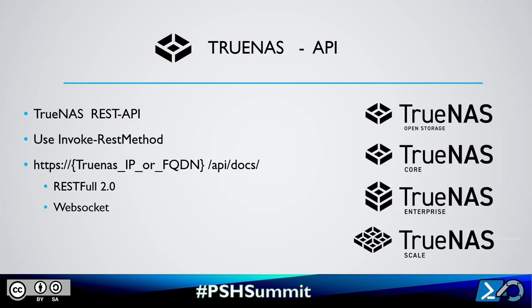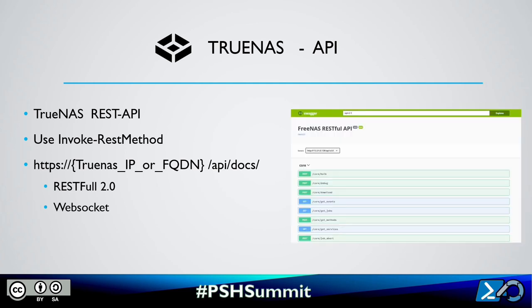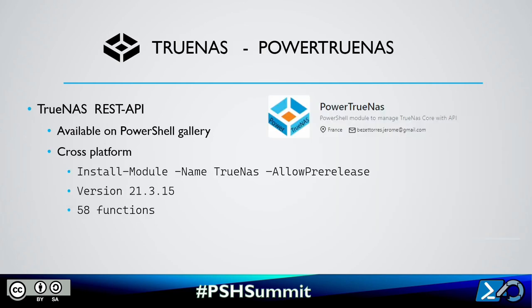TrueNAS and its API. TrueNAS has a REST API. We can use TrueNAS with the PowerShell Invoke-RestMethod, and you can find all the documentation for your TrueNAS with the URL. You can find two APIs, one RESTful and one WebSocket. For this, I created a TrueNAS PowerShell module, PowerTrueNAS. It will be available on my GitHub repository and on PowerShell Gallery. The module is cross-platform.